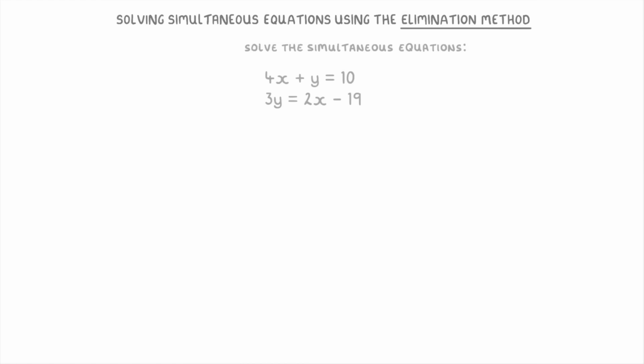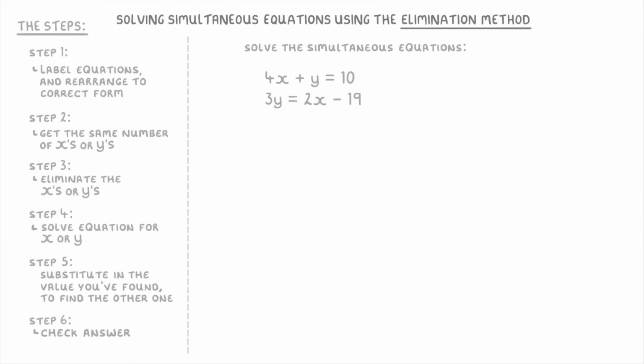Okay, let's now try another example, which is a bit harder, and will involve us having to go through all of these steps one by one. So don't worry about them just now, we're going to look at them all in turn. So in this question, we're trying to solve the simultaneous equations 4x plus y equals 10, and 3y equals 2x minus 19.